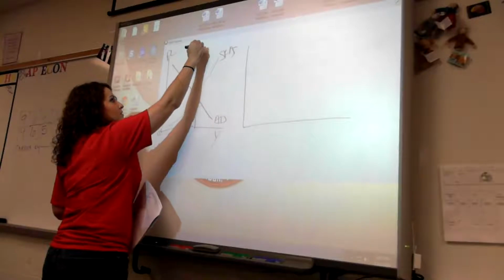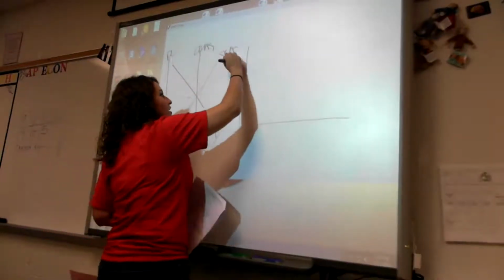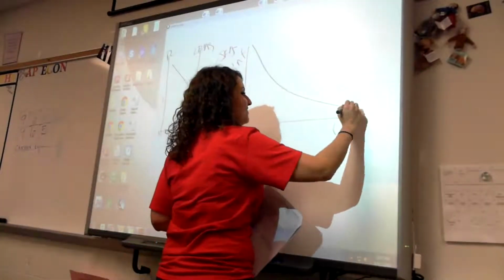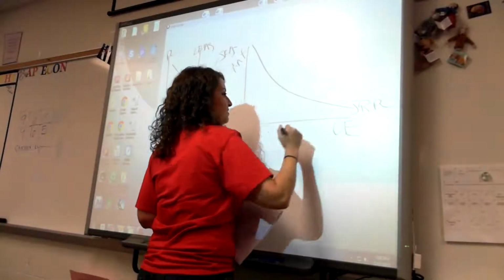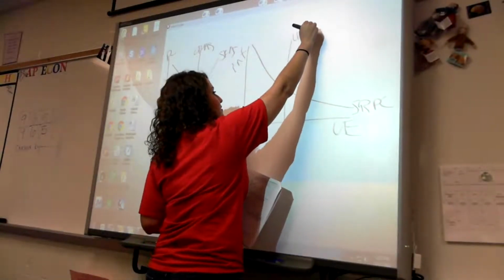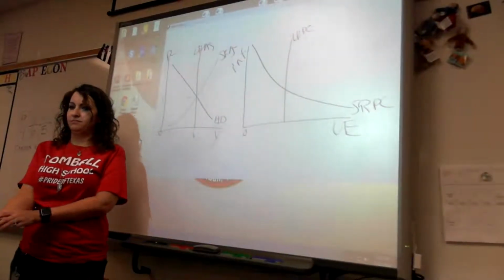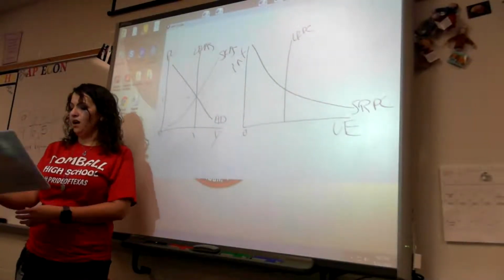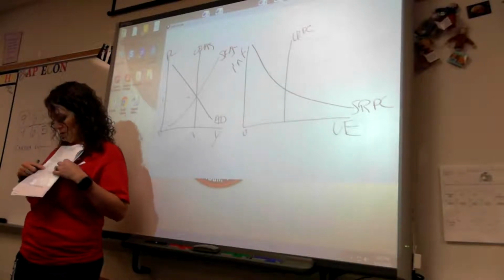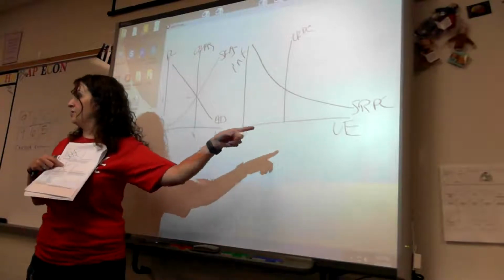Perfect. We've got inflation and we've got unemployment. Wait, where are we drawing this? Down here. So this one's already drawn for you. It doesn't have any shifts though. And then you're going to have to fill this one out.